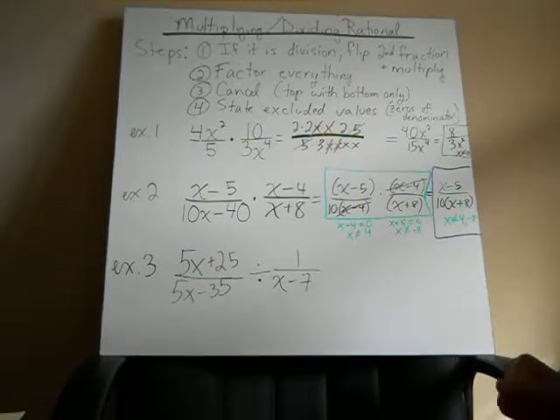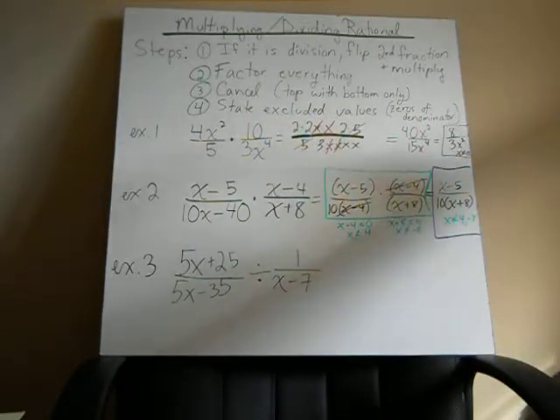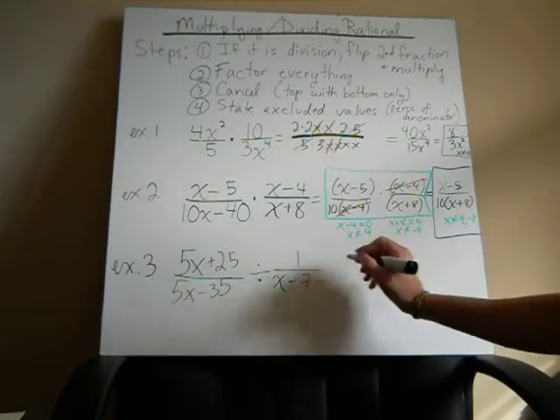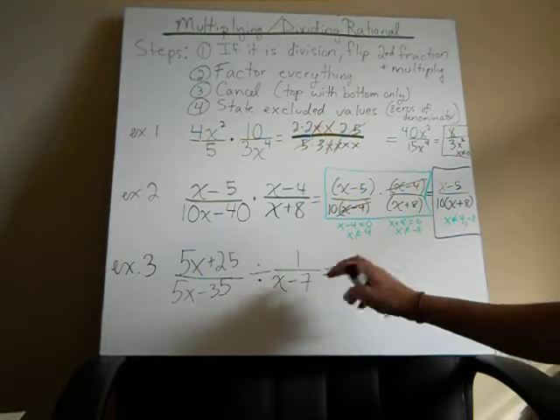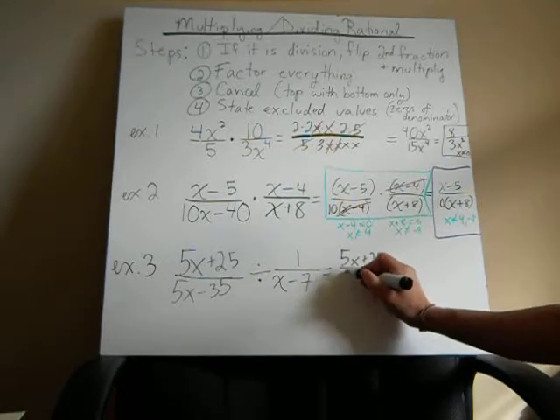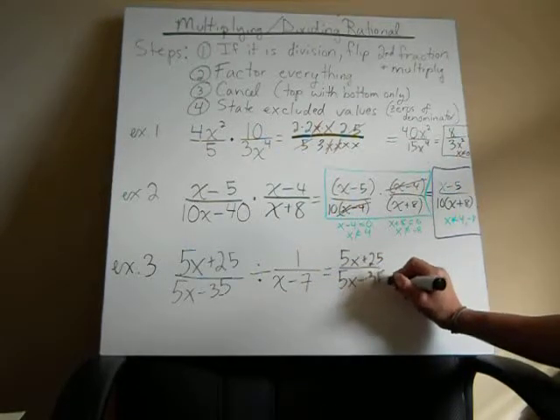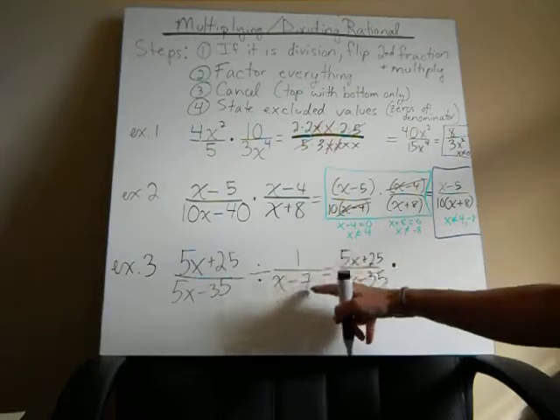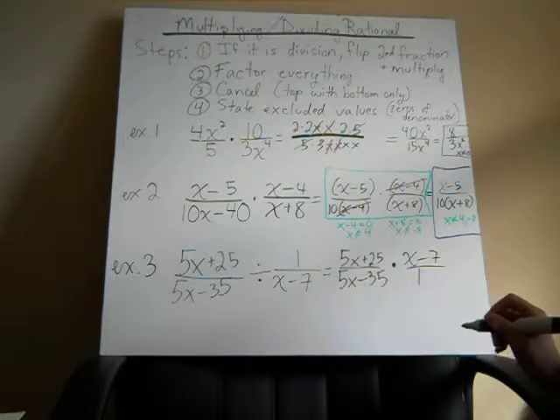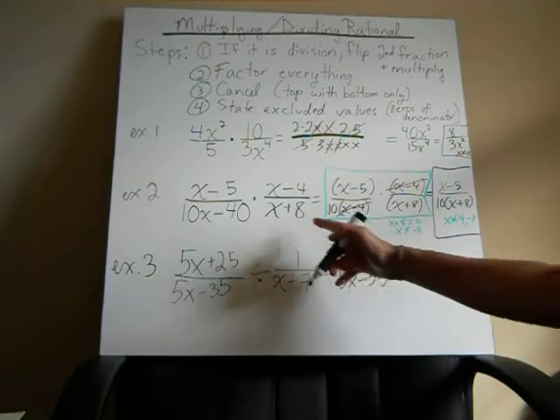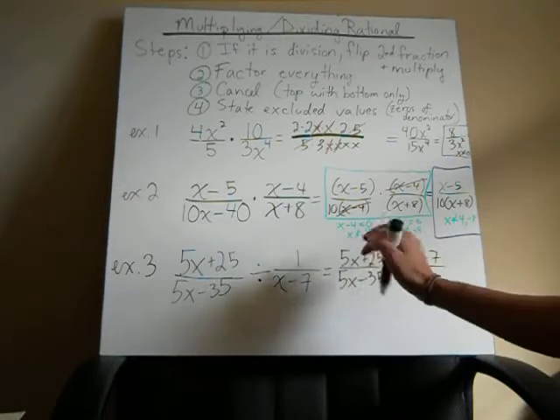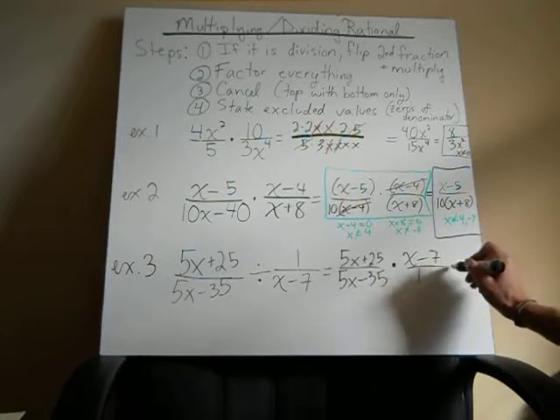Okay, third problem. This is when it's finally division. Woohoo! Now we finally get to do some flipping. Alright, so because it's division, I'm going to go ahead and rewrite this immediately, flipping this fraction. So the first fraction stays the same. And the second fraction gets flipped. Now this problem is just like the last one. We have multiplication going on, and we need to worry about factoring everything.